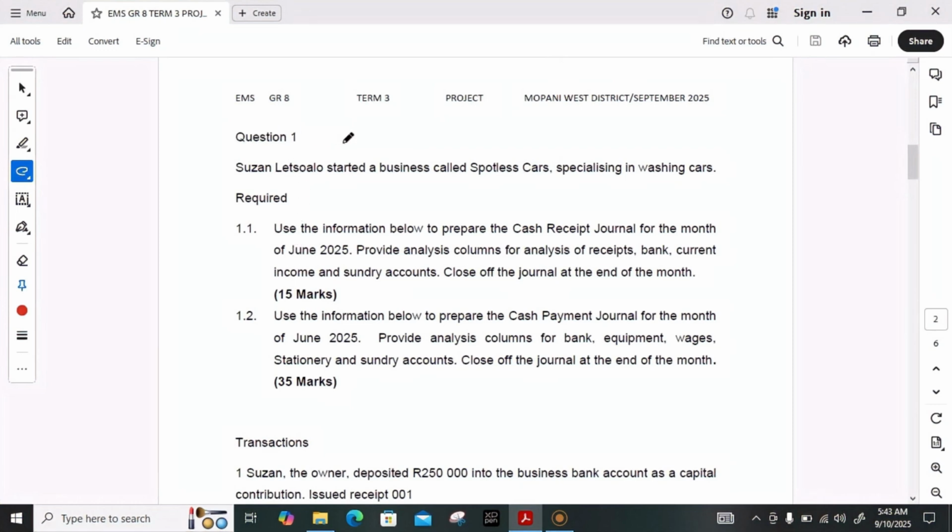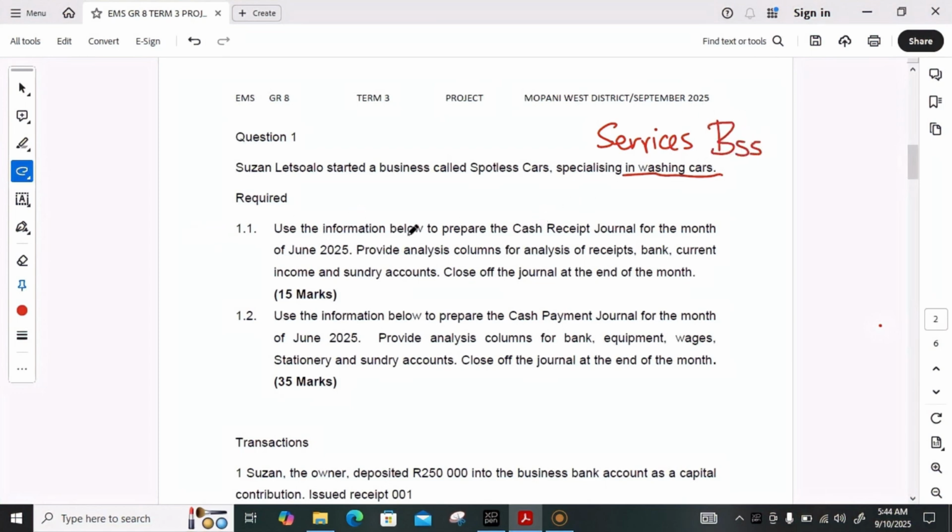You have question 1 for Grade 8 project. Susan Litswalo started a business called Spotlight Cars, specializing in washing cars. So this is a service business. And if you go to grade 9, this will change because in grade 9 we deal with a trading business.